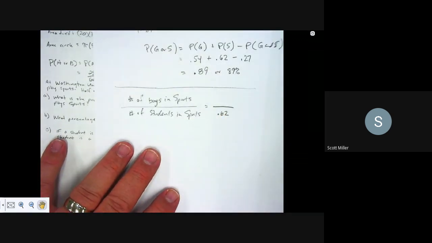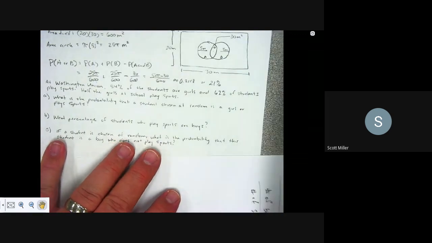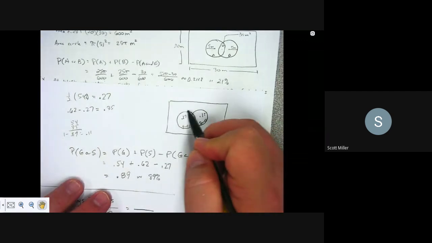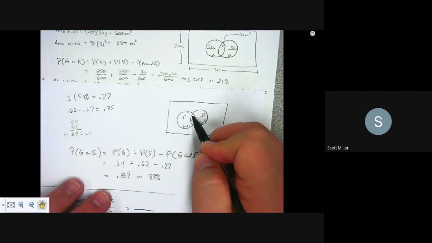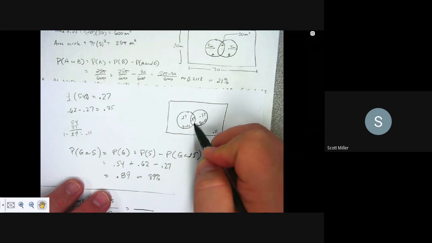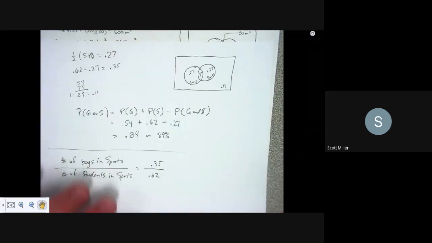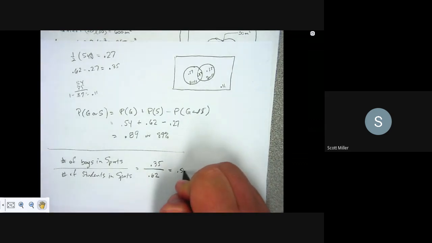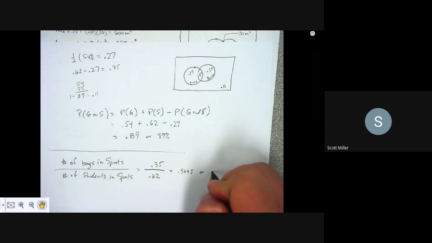And then what is the percentage of boys in sports? Okay. Remember, this is the girls. The overlap is the number of girls, the percentage of girls in sports. So this is the boys in sports without the overlap. That's 0.35. And so then this is 0.35. And then you can use a calculator here and get this answer as 0.5645 or 56.45%.